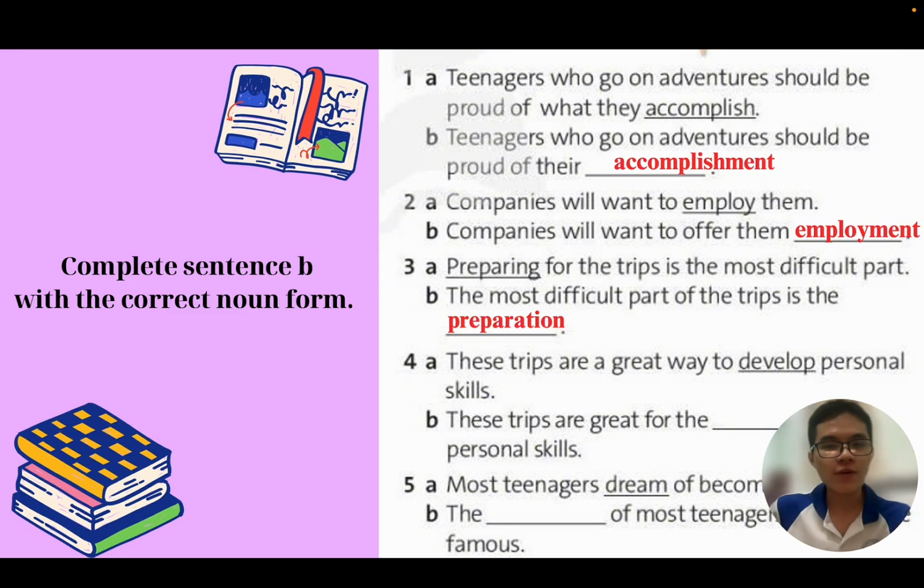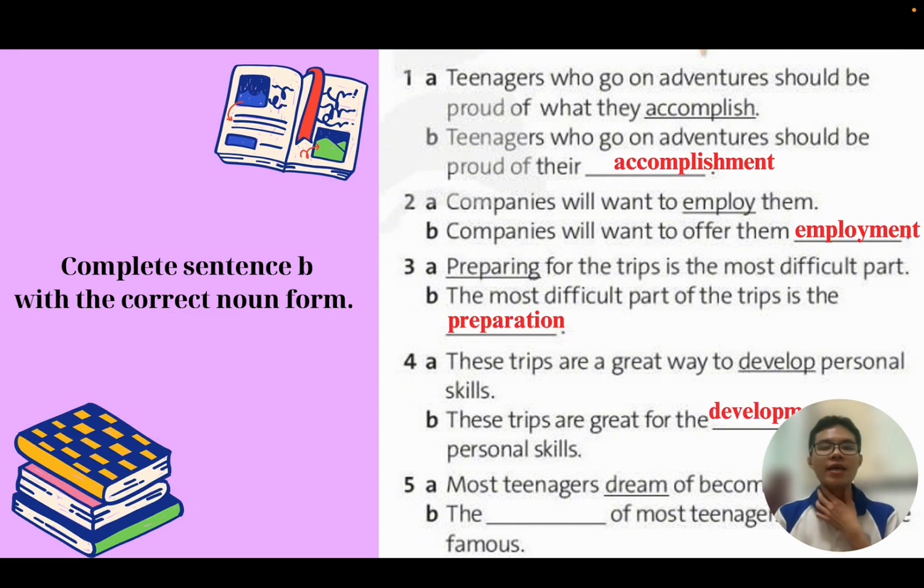All right, and for the next sentence, we have number 4. They give you the verb develop, right? So: these trips are a great way to develop personal skills. What is the noun of this verb? So you have 5, 4, 3, 2, and 1. Your answer is very good. That is development. Okay, development.